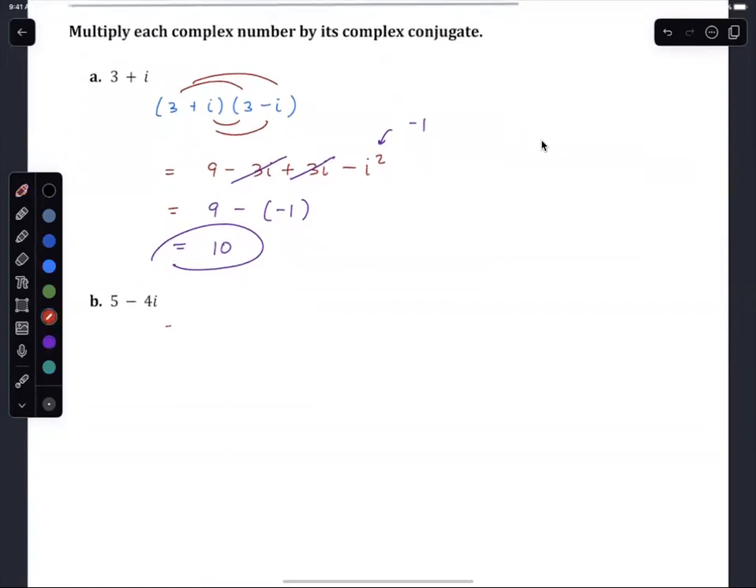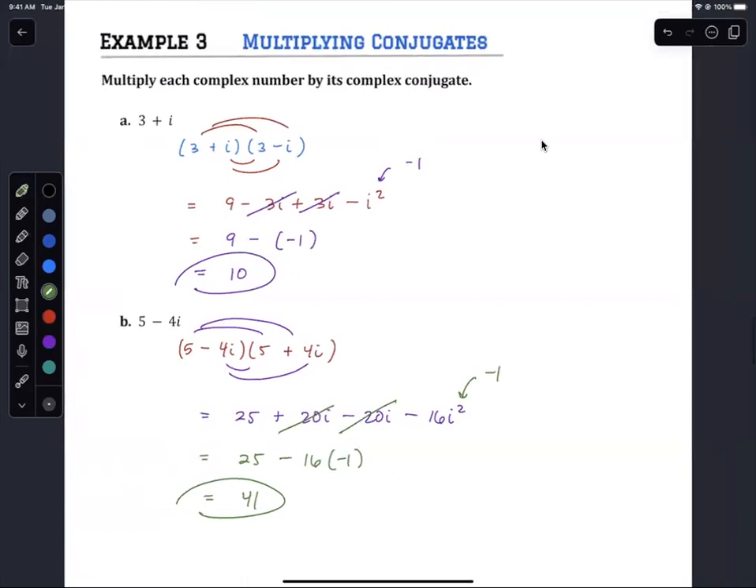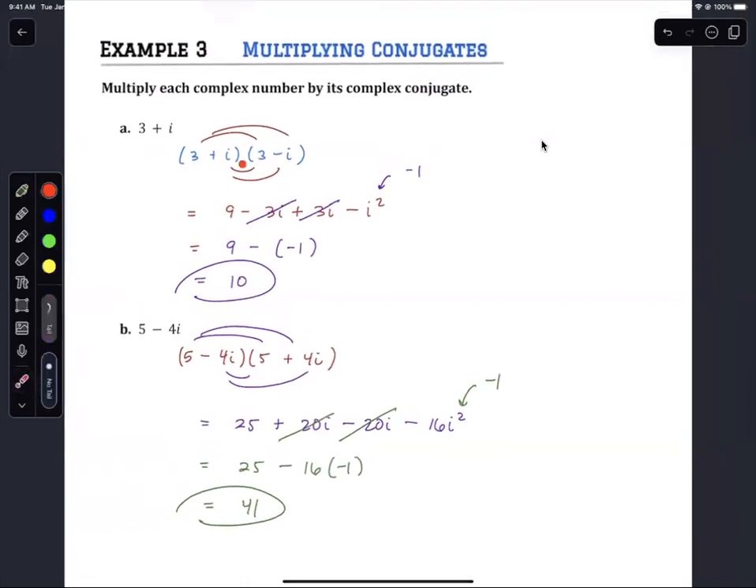For B, 5 minus 4i times 5 plus 4i, because for its conjugate the signs change. And then distributive property, we're going to get 25 plus 20i minus 20i minus 16i squared. 20i and negative 20i cancel out. This becomes negative 1, so we're left with 25 minus 16 times negative 1, which makes this positive 16, so this makes this 41.